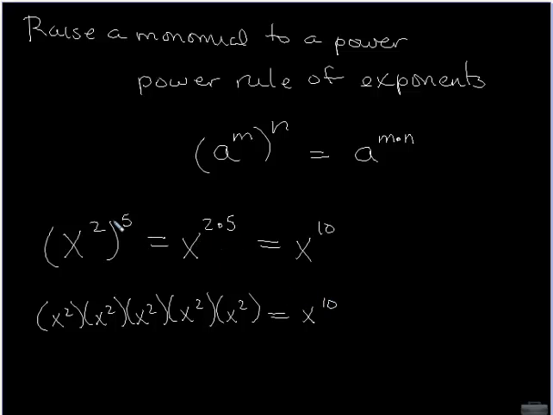So this is a shortcut. You just multiply. If you have monomials and you raise them to a power, you distribute the power in. So every single part of the term gets raised to the power.